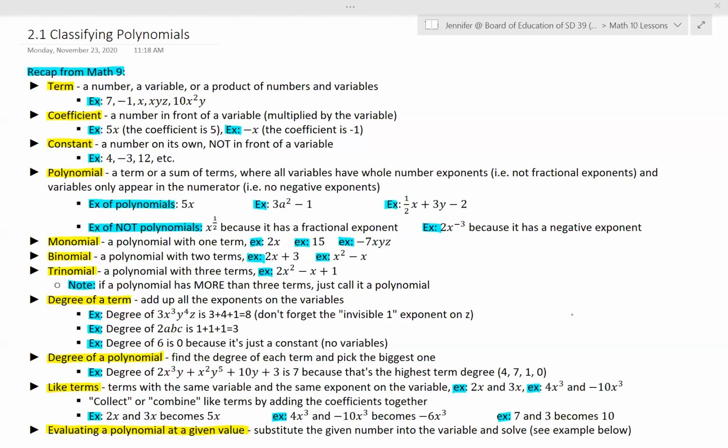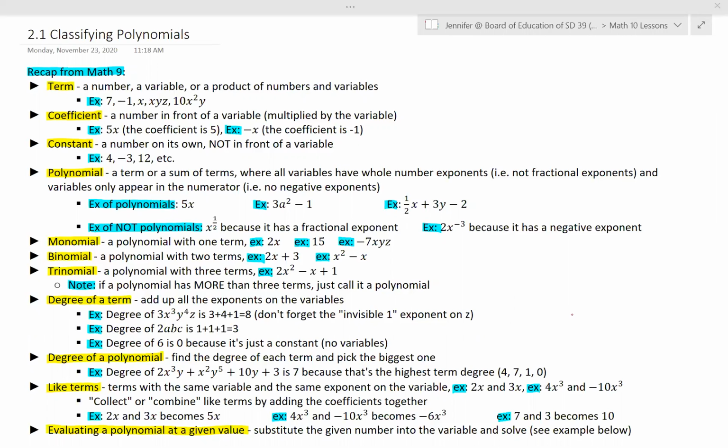The difference between the coefficient and a constant is that a coefficient is the number in front of a variable. It's multiplied by the variable. And a constant is just a number on its own entirely. It has nothing to do with the variable. So in the term 5x, the coefficient is 5. But a constant on its own would be like 4 or -3.